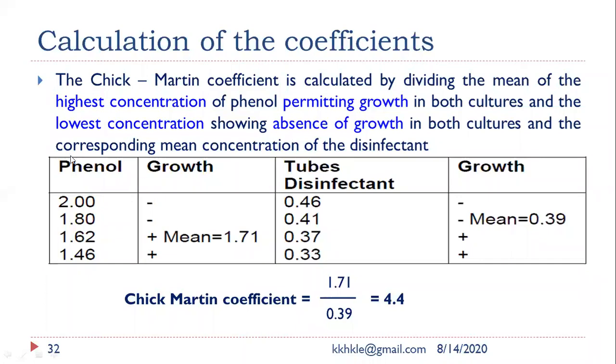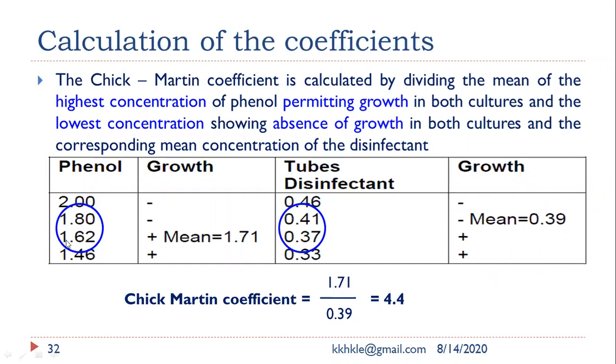So here you can see in case of the phenol, and this is the test disinfectant. Different concentrations are used here. In phenol, we are using the concentrations of 2%, 1.8%, 1.62%, and 1.46%. Which two readings do we take for the calculation? We take the highest concentration of the phenol which is permitting the growth. That will be 1.62%, and the lowest concentration showing the absence of the growth, which is 1.8. So these two concentrations will be considered.